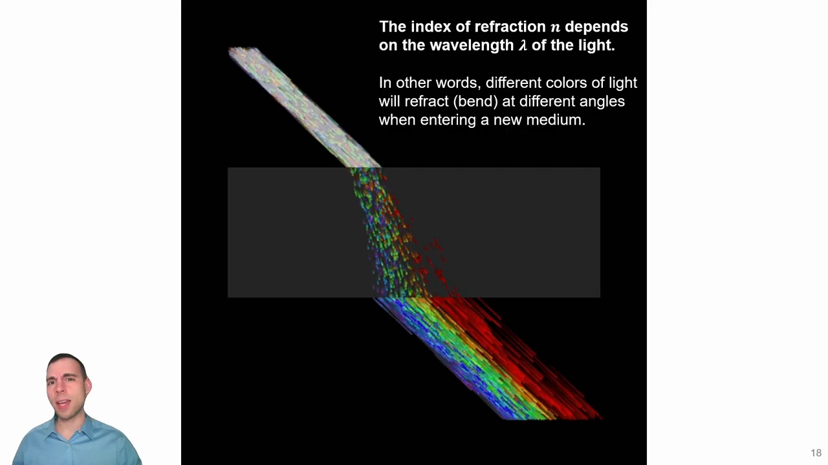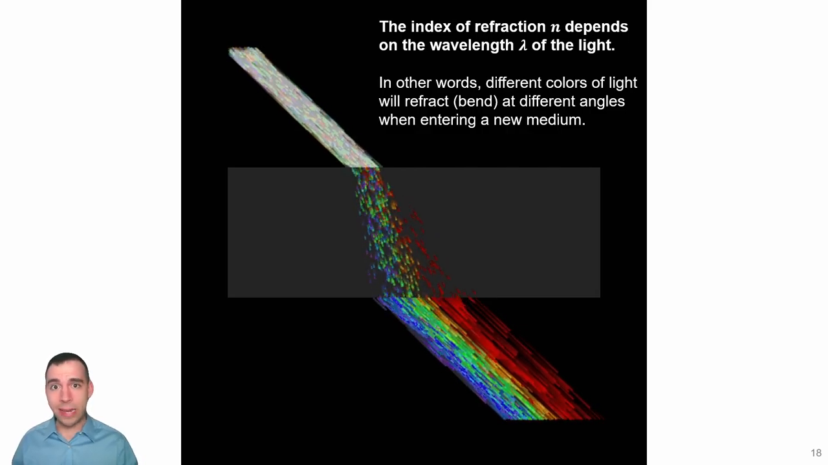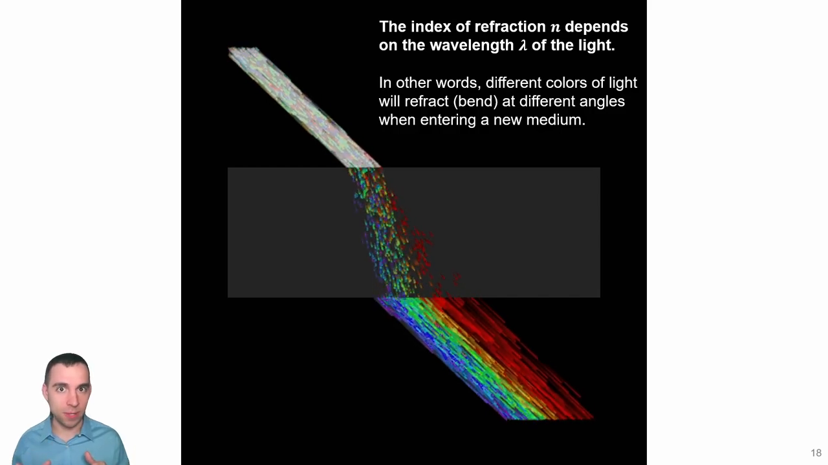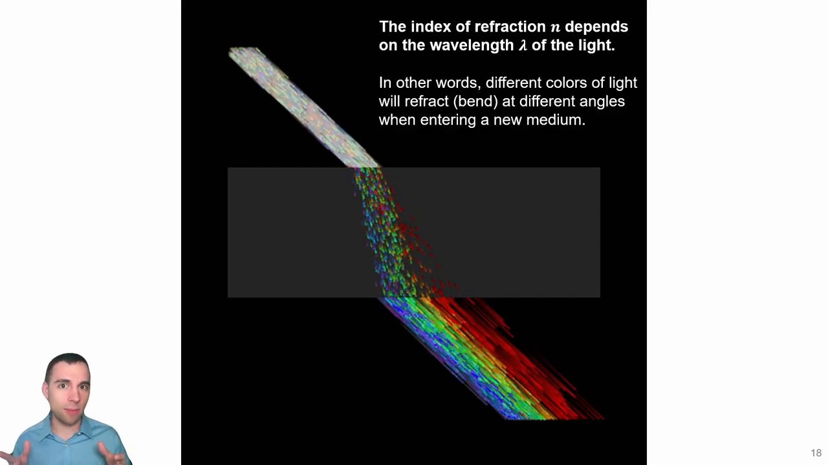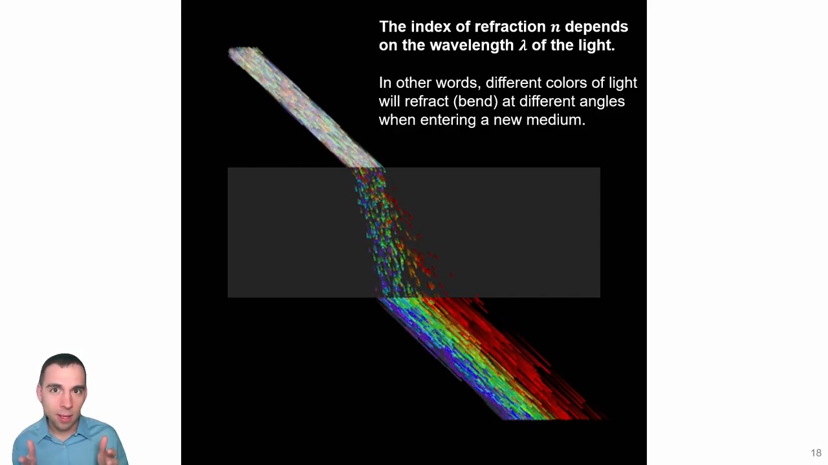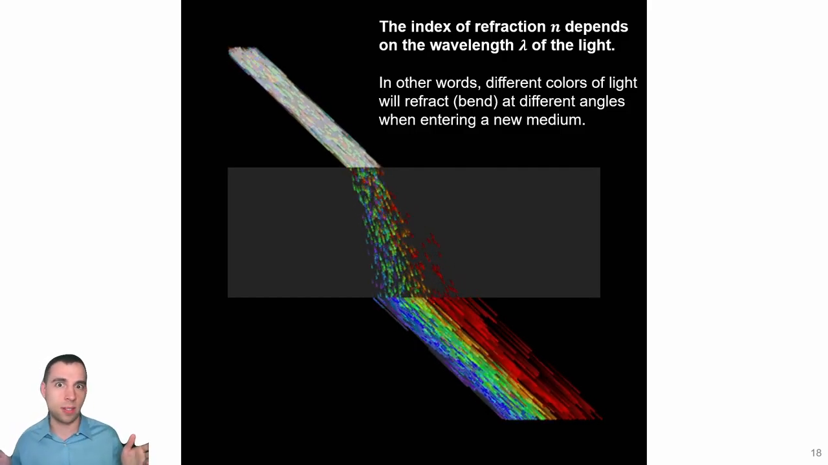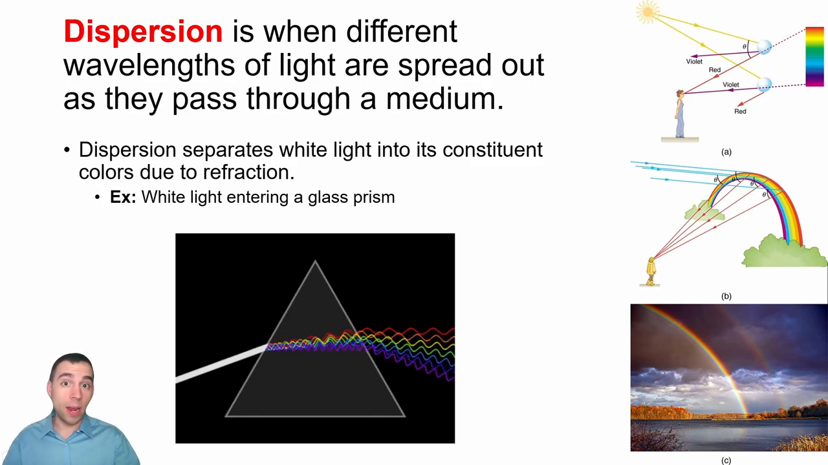The index of refraction of a material is related to the wavelength of the light that is traveling through that material. So that means that if we have different wavelengths of light, they will bend more or less than other wavelengths of light. This separation of different wavelengths of light as they travel through a medium is called dispersion. Dispersion explains why a glass prism separates white light into all of its different constituent colors.